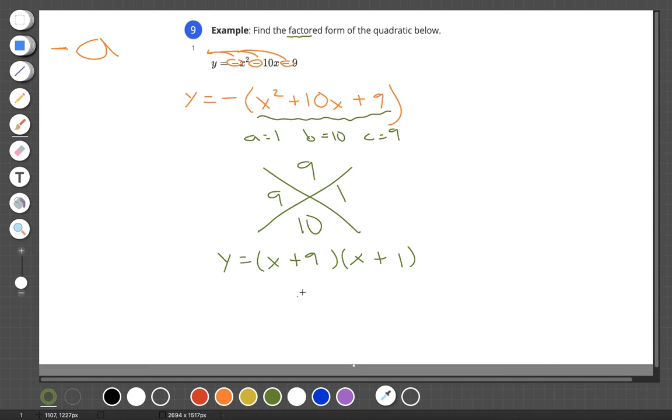For some reason, I got a little ahead of myself. So that's the factored form of that. The only thing we haven't done is pull down that whole beginning part. So y equals negative, and so that's what that looks like. That negative is on the outside of the parentheses. And that's what you want because it's asking for the factored form, not the zeros. That's what you want.